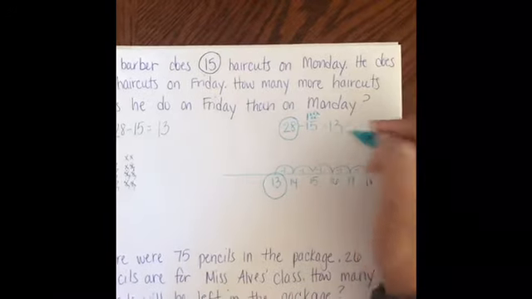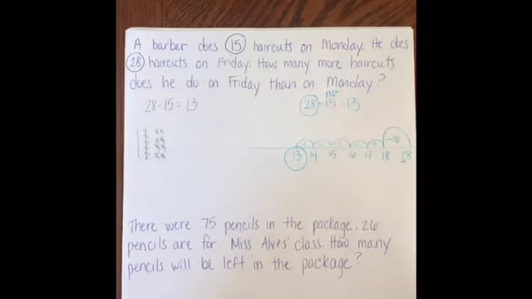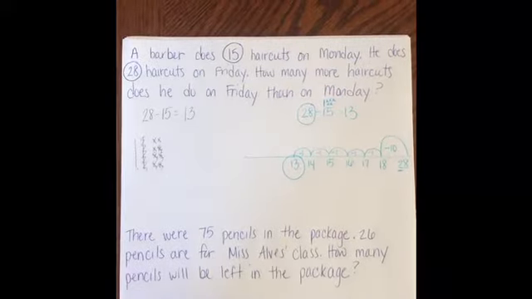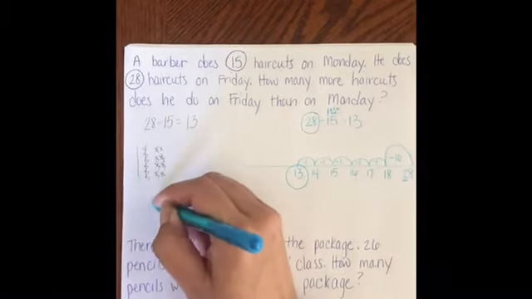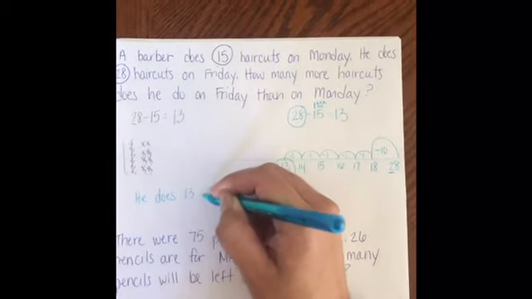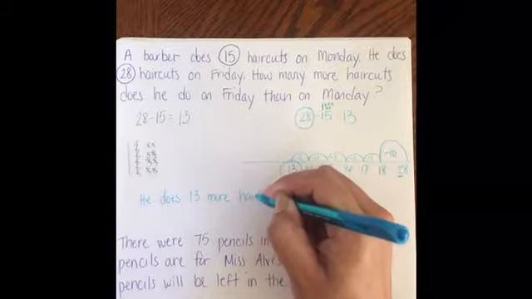So according to both of my strategies, my answer is 13. So my sentence would be, he does 13 more haircuts.